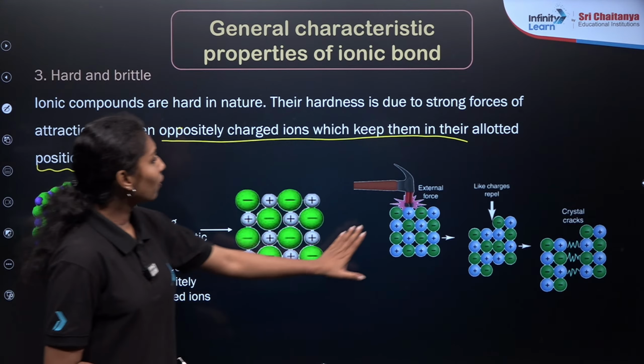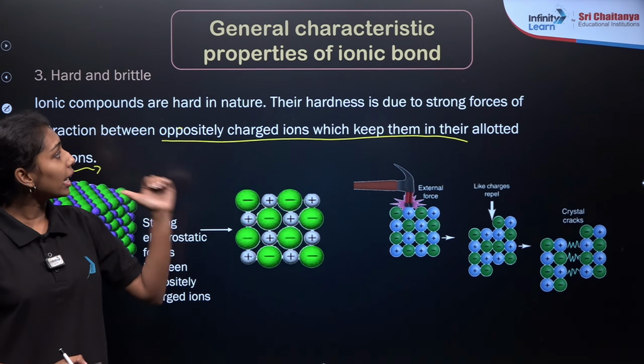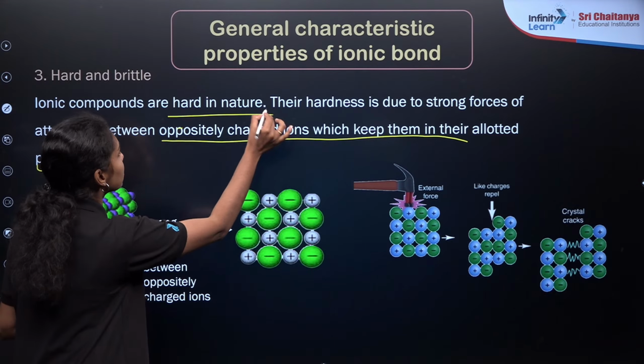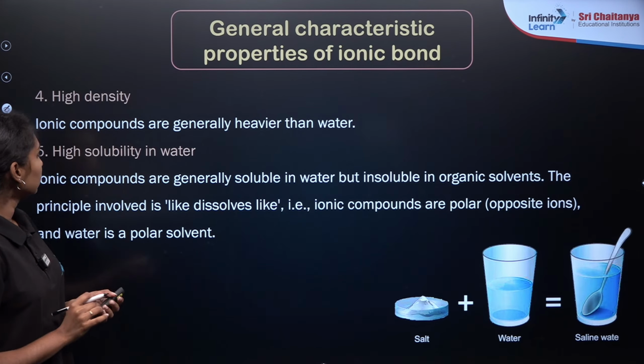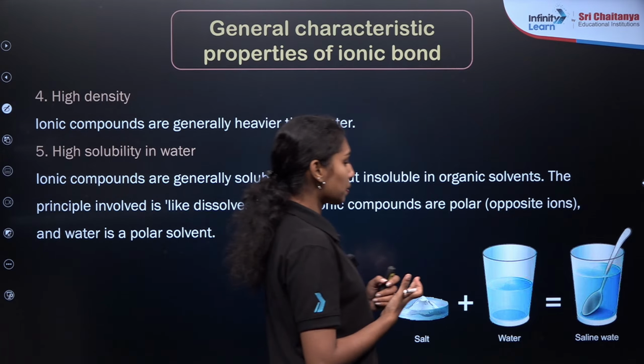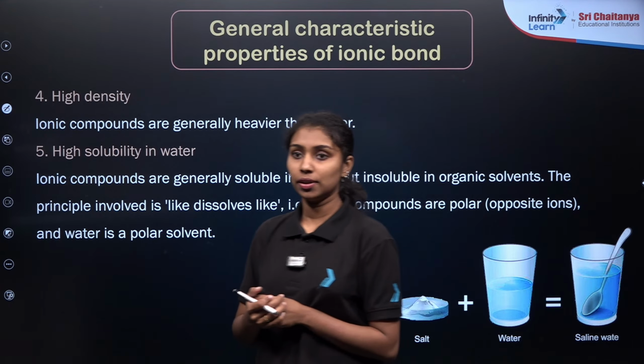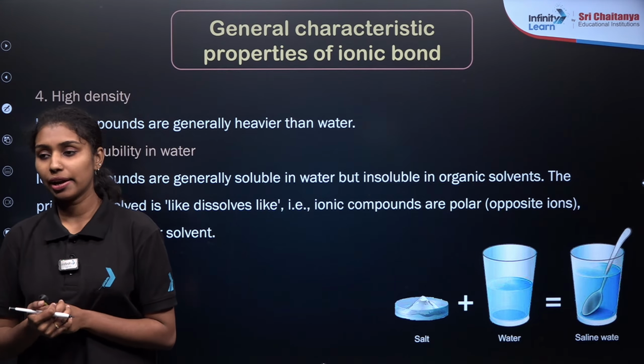Just for a representation, they are giving the images here, which means that ionic compounds are always hard in nature because of their strong force of attraction. Now, the next point is based on the density. So, what will be the density for the ionic compounds?